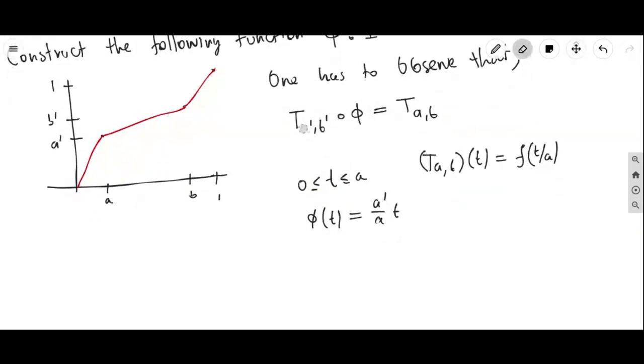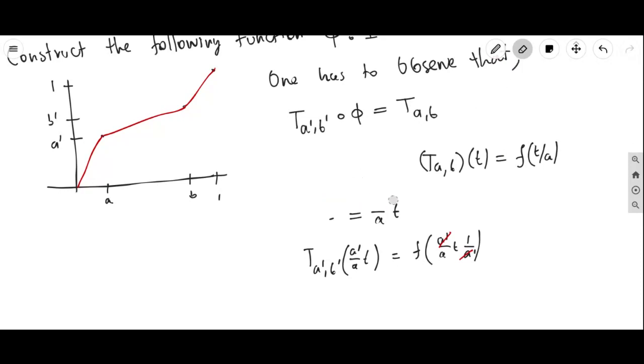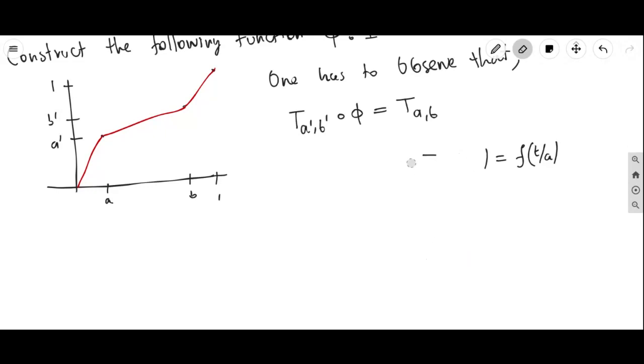Now, you have to put this into this function. So then you have T a prime b prime evaluated at phi of t, which is a prime over a times t. But here, because the time is rescaled by a prime, you divide out by a prime. So this would be the first activation function, then a prime over a t, divided by a prime. Once they cancel away, you can see what you get: f of t over a. So you verified that on this interval, when t is between 0 and a, this function and this function agree. And then you check it for the other intervals. So that's the reason for that relationship.